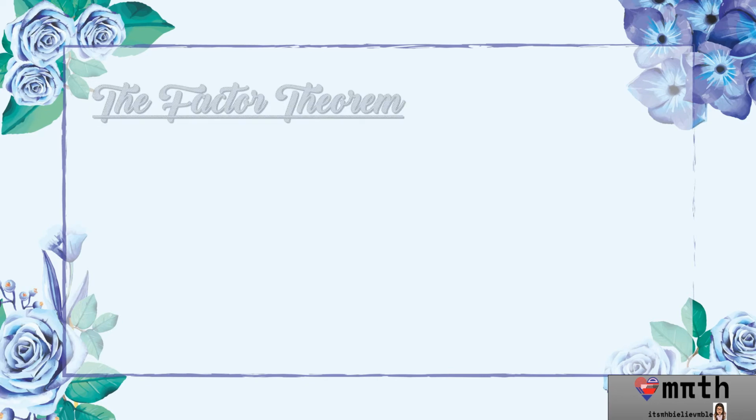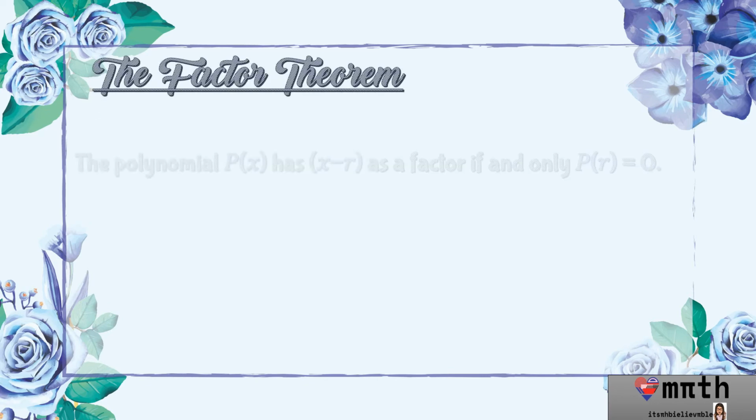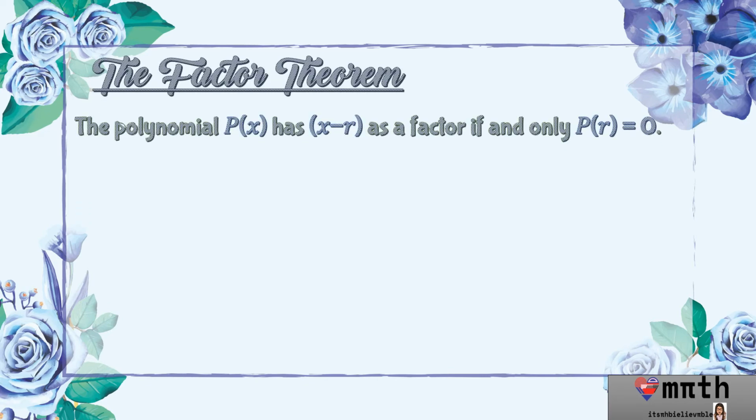Since we're already done with the remainder theorem, now let's move on with the second theorem, which is the factor theorem. The factor theorem states that the polynomial p of x has x minus r as a factor if and only if p of r is equal to 0.